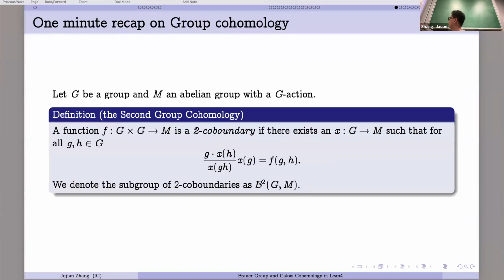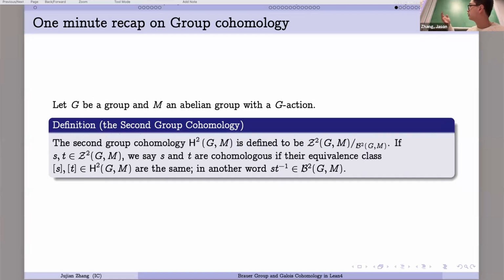And a function from G×G to M is said to be a coboundary if there exists an x from G to M, so a unary function, such that f is equal to this. And we can also check that the coboundaries also form a subgroup. And the second group cohomology is defined to be the 2-cocycles quotient by the 2-coboundaries. So if S and T are two cocycles, then they are the same in the group cohomology if and only if S times T inverse is in the coboundaries.